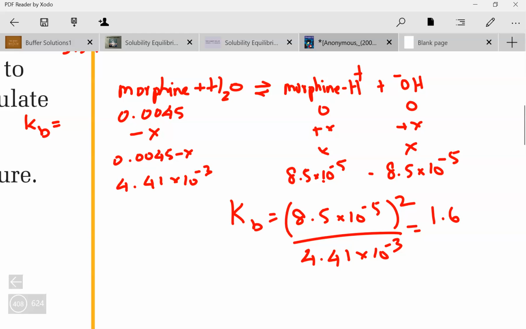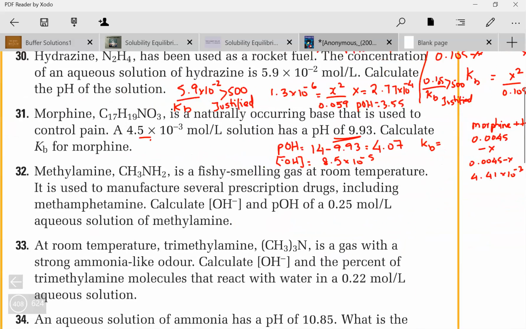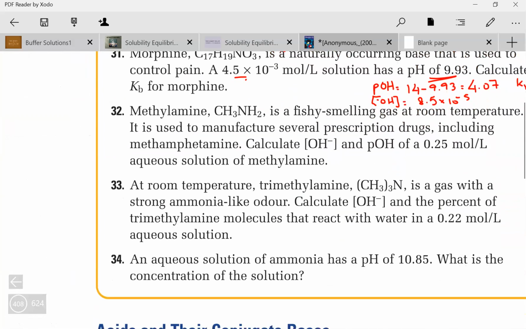Kb should give me 1.636 times 10 to the power of negative 6. Boom, done. Methylamine, a fishy smelling gas at room temperature. That's funny. Prescription drugs using methamphetamine. Cool.